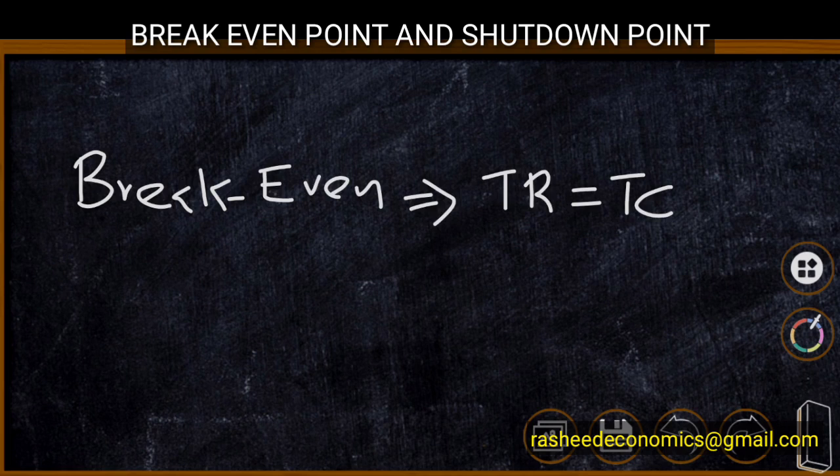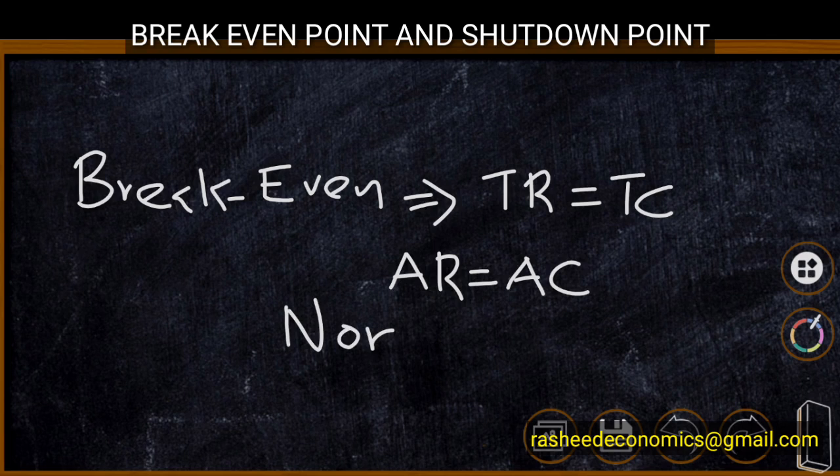The output by which a firm earns its total revenue, which is equal to total cost, is the point of break even. It also can be identified at the equality point between AR and AC. If AR is equal to AC, automatically total revenue will be equal to total cost. Since AR is equal to AC, or total revenue is equal to total cost, the firm is earning only normal profit. Or we can say that it is the point of the absence of abnormal or supernormal profit.